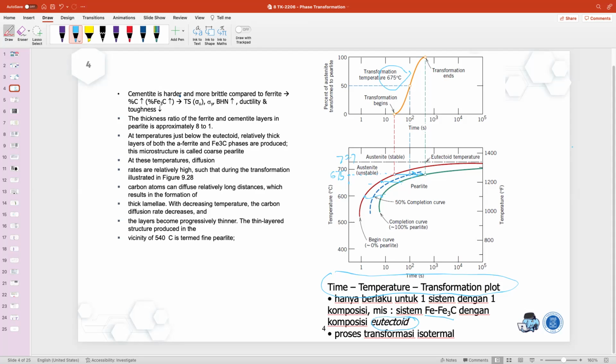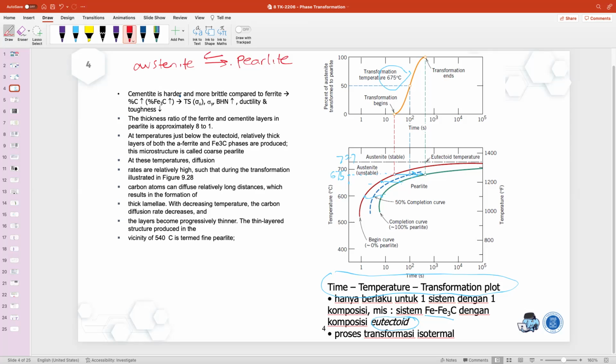Okay, now here, if we start talking about austenite becoming pearlite.